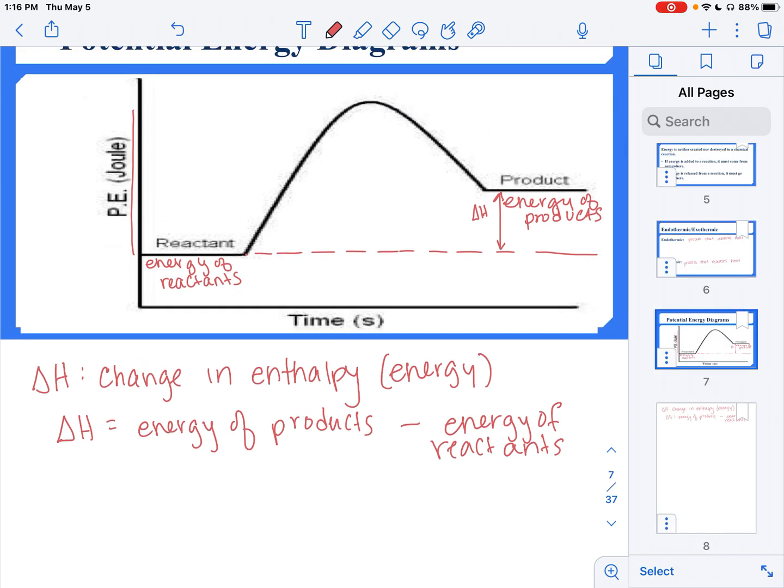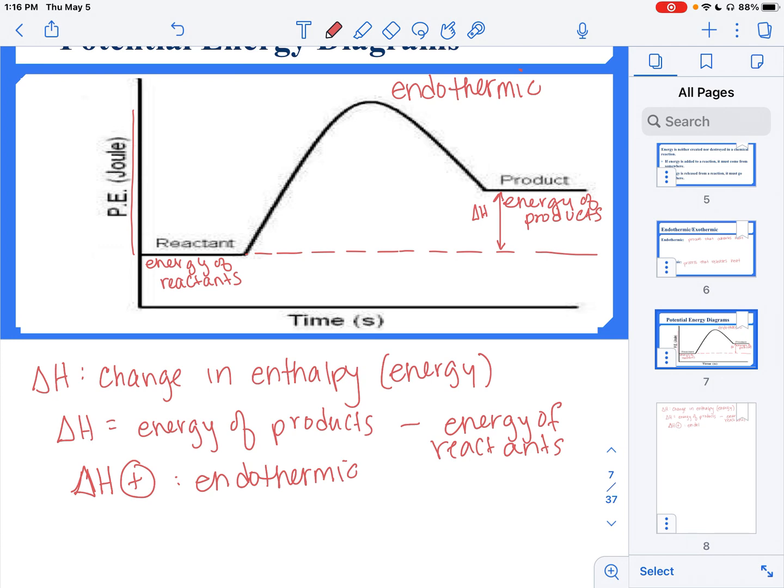So here we can see that the energy of the products is higher. Now remember, this is the actual system, not the surroundings. So if the energy of the products is higher, this is going to be endothermic. So this curve right here is a generic endothermic reaction. If delta H is the energy of the products minus reactants, and the products are higher, it's a bigger number. That means this delta H is going to be positive. So if delta H is positive, that means it's endothermic.